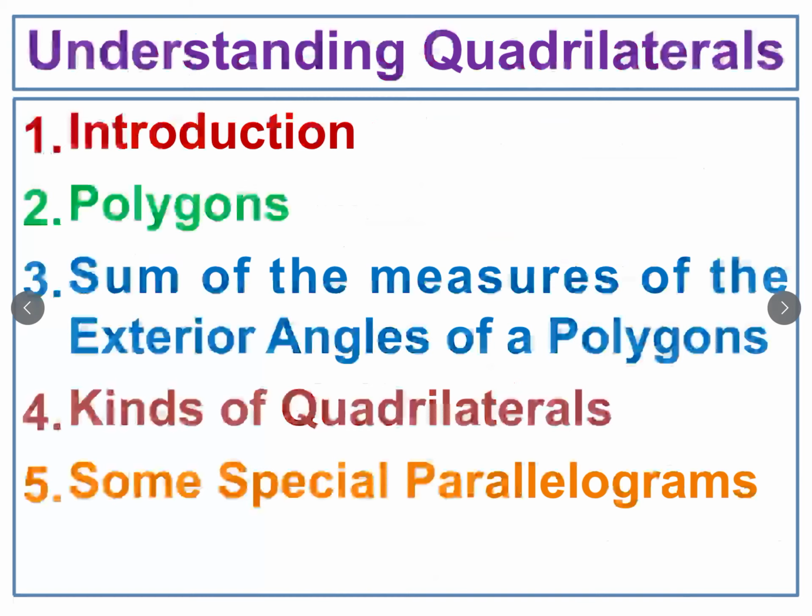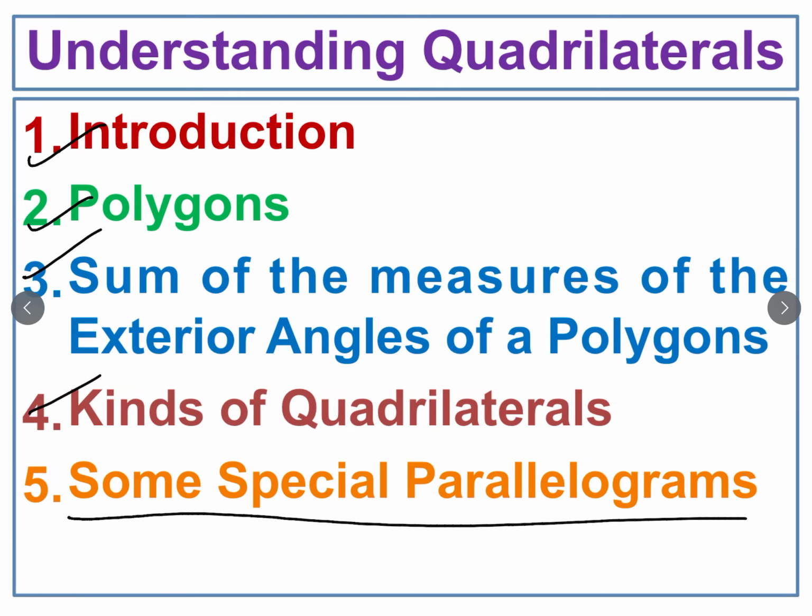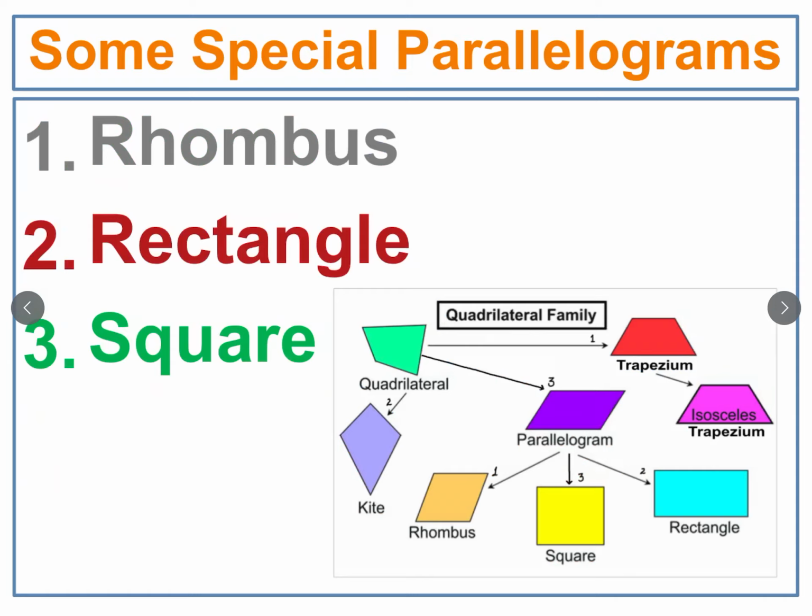The chapter number 3, Understanding Quadrilaterals, in total has 5 subtopics which are listed here, of which we have already covered the first 4 subtopics in the previous sessions. Today we are going to look at some special types of parallelogram, that is, special parallelograms. There are 3 types of special parallelogram. First one is a rhombus, second is a rectangle, and third one is a square.